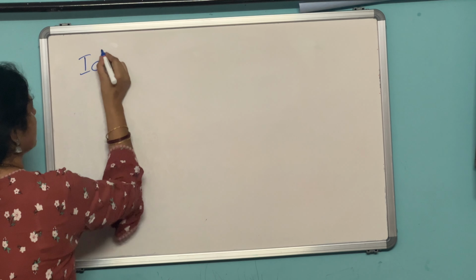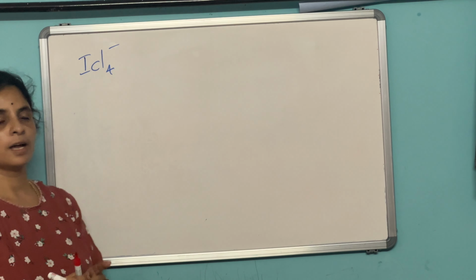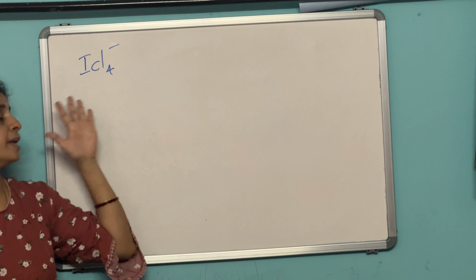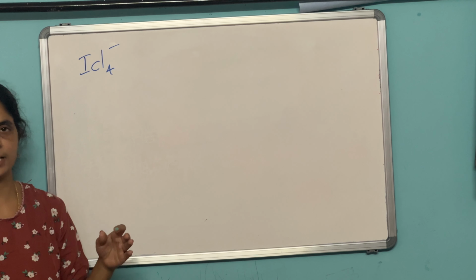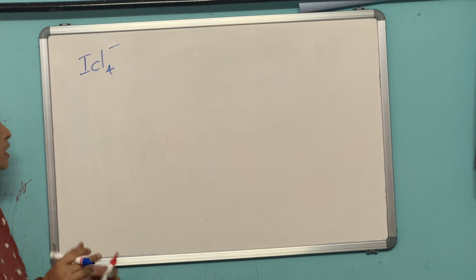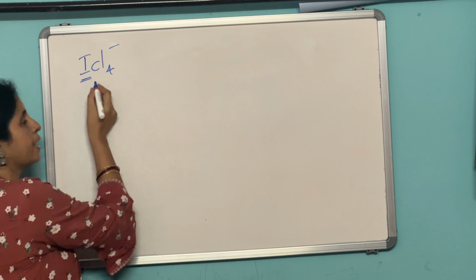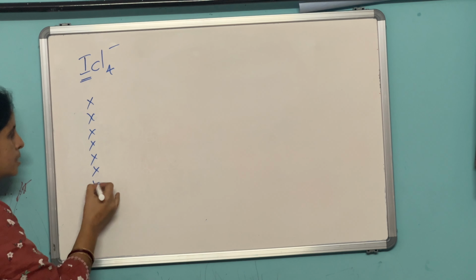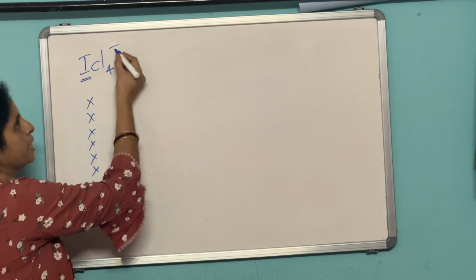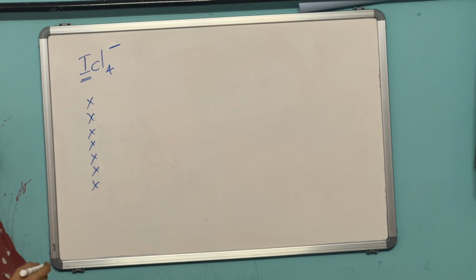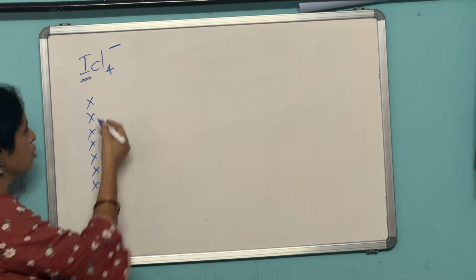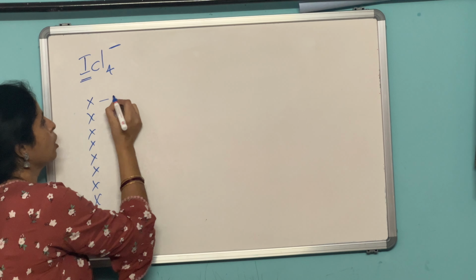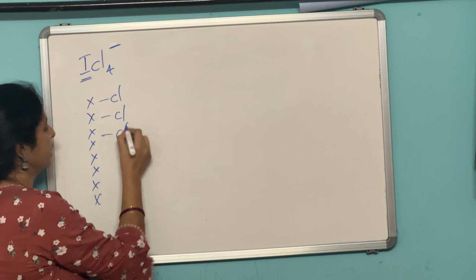So if at all it is ICl4 minus, what is the hybridization of this one? And how many bond pair of electrons and lone pair of electrons are there, and what is the geometry? Try to find out for this one. So central atom, iodine, belongs to 7th group, 7 cross marks, 1, 2, 3, 4, 5, 6, 7. Here it is minus, anion, central atom group number +1. So 1, 2, 3, 4, 5, 6, 7, 8. And how many chlorine atoms? 1, 2, 3, 4.